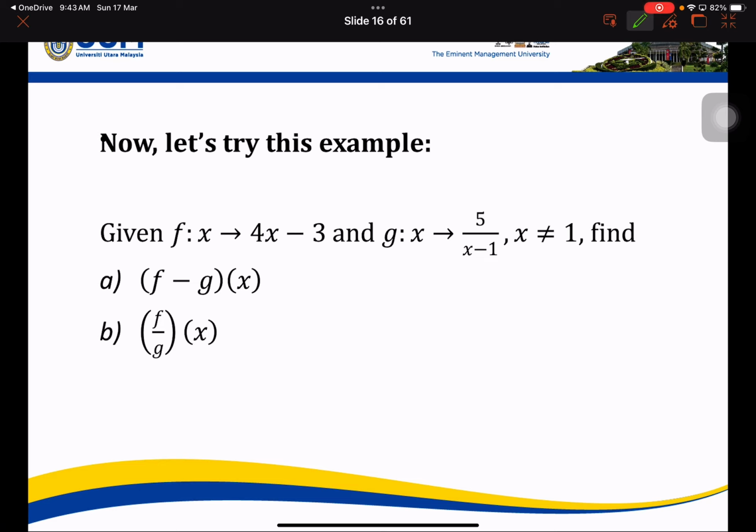Okay, now continue. Got it? Got it? Do I have a marker? Okay guys, listen, I have a marker now. I hope.